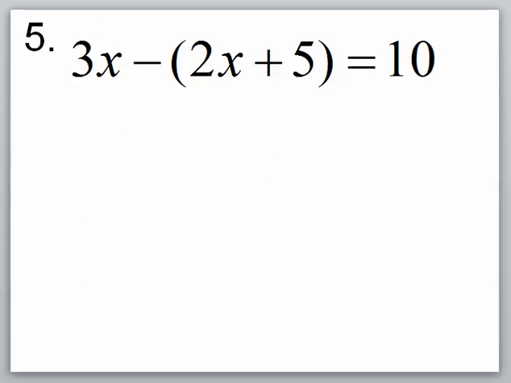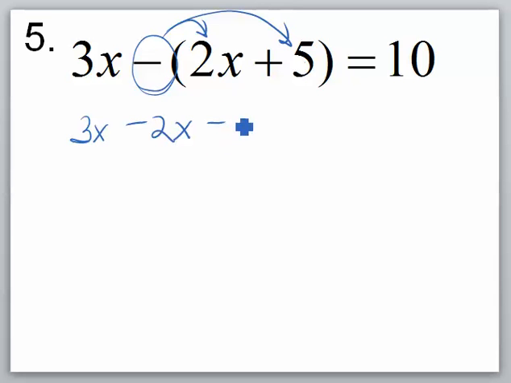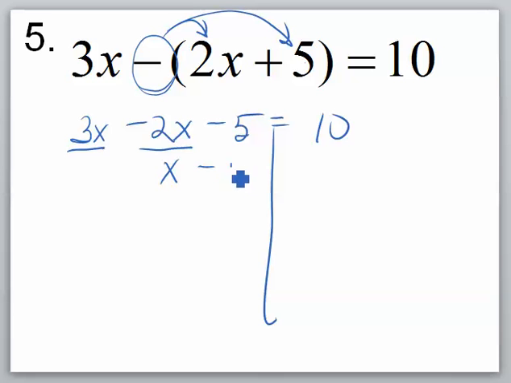On my next problem here, what makes this tricky is that people think there's nothing to distribute, but we are really just distributing this negative 1 through, or this negative sign. So we've got a 3x, negative times a positive is a negative, and negative times a positive is a negative, and there's my equation. On the left-hand side, I can combine my 3x and my negative 2x for a positive 1x, and then I can solve for x by getting rid of the negative 5 by adding 5 to both sides, and I end up with the answer of x equals 15.